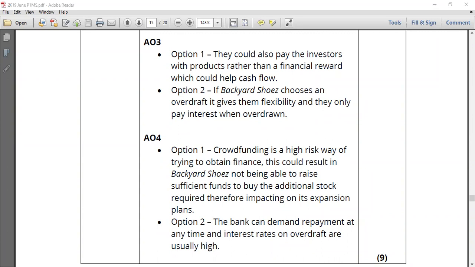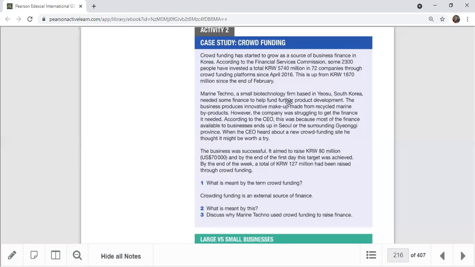Even though crowdfunding and venture capital are new topics, in recent past papers they are always checking these topics. Therefore, it's very important to know their advantages and disadvantages, right? So that's activity number 2. Also, we discussed the crowdfunding meaning, what is meant by this external source of finance, and why crowdfunding will be suitable for this marine techno company.